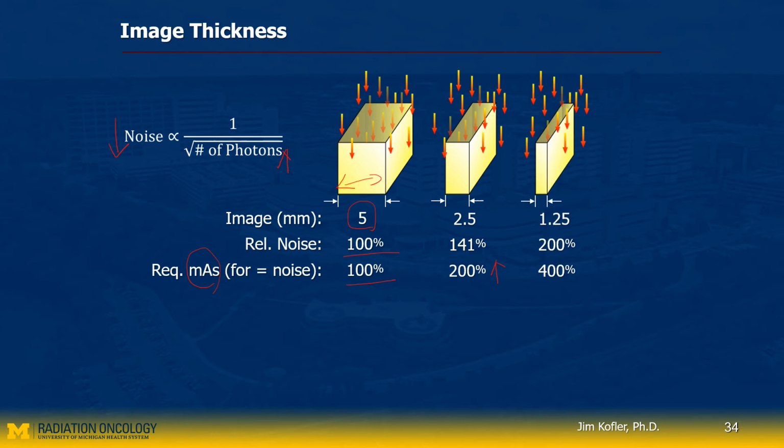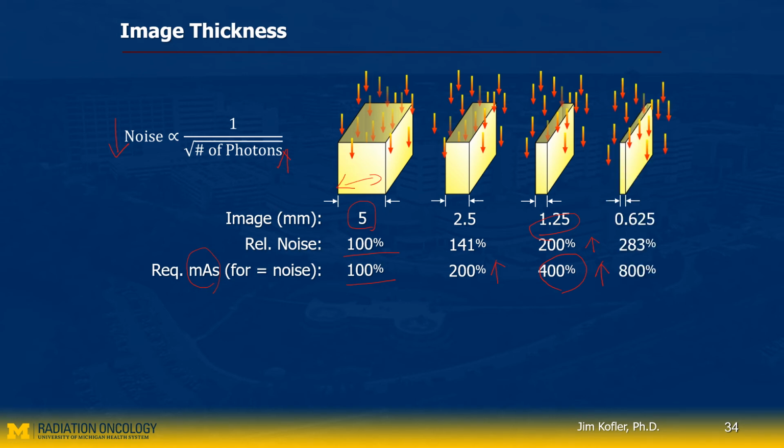And if you want to reduce your slice thickness even further, to 1.25 millimeters, that is 1/4 of our standard, in the same situation your noise will be twice as high. If you want to achieve the same relative amount of noise, you have to increase your tube current by 400%, and so forth.